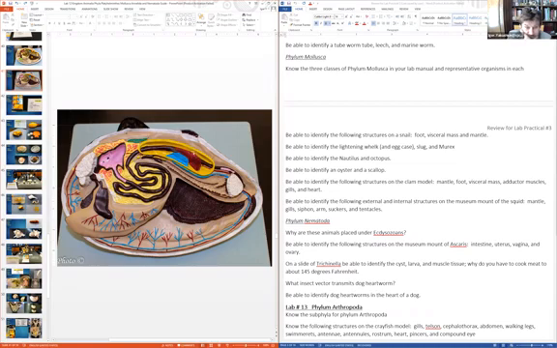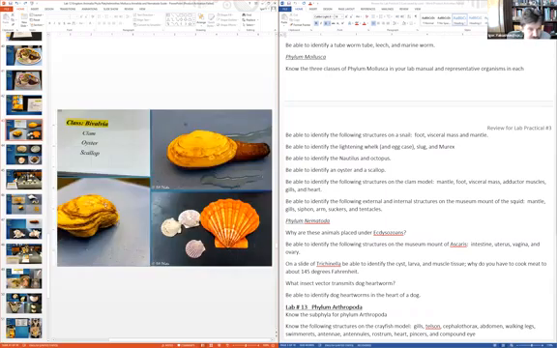And the heart is right here. That's the heart, and that's the coelom, the body cavity. The heart is located within the coelom. So they have a true coelom, and that's, of course, its digestive system. Okay. Identify an oyster and a scallop. Oyster and a scallop. Here we go.